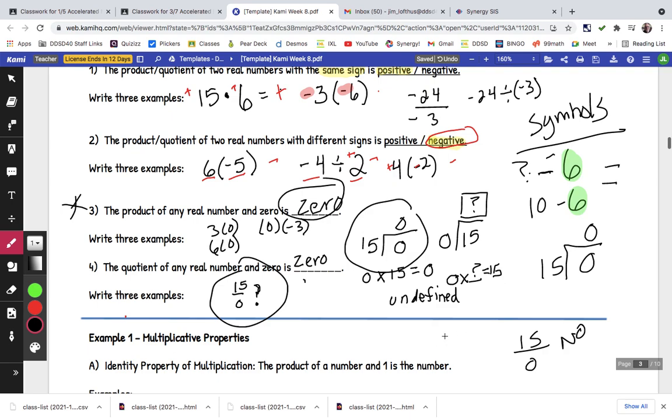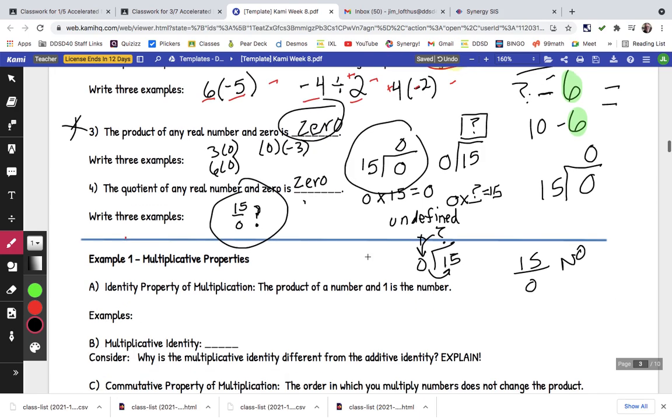And if we think of it this way, 15 divided by 0, if we had an answer here, because multiplication and division are reciprocal, then we'd have to be able to multiply this times the 0 and get 15. And there's nothing you can multiply by 0 to get 15 because everything times 0 is 0.